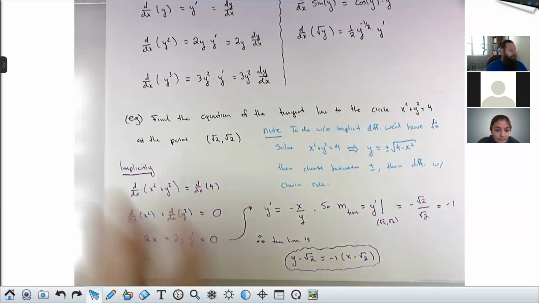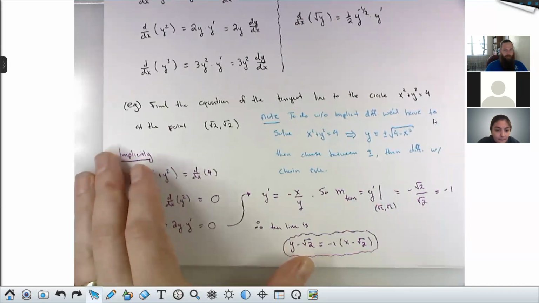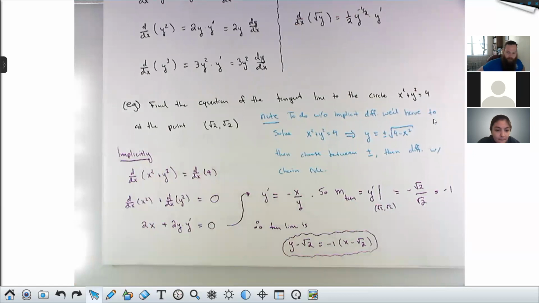Questions on this example? Okay. So you will have stuff like this in your homework, right? Find the equation of the tangent line, blah, blah, blah.